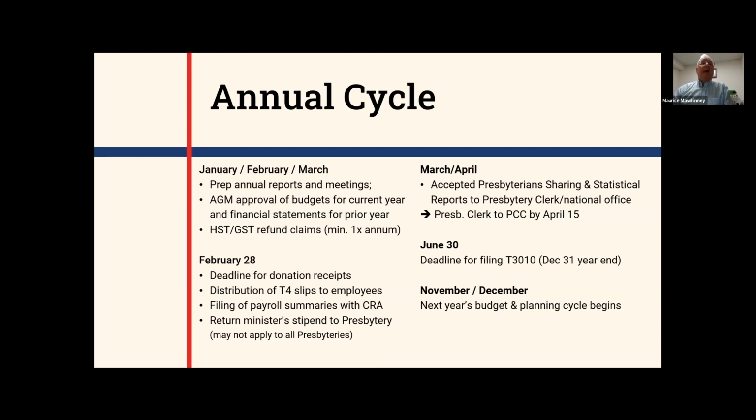June 30th is the deadline for filing the T3010s. And then when you get to November and December, you get into budgeting and planning for the next year's cycle. That's assuming that everyone has a December 31st year end.